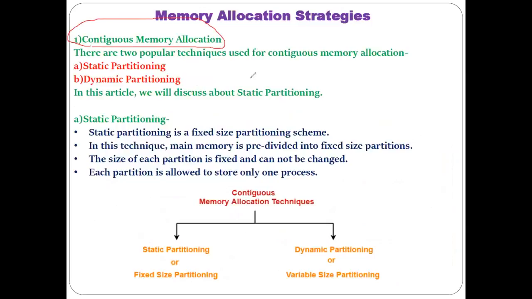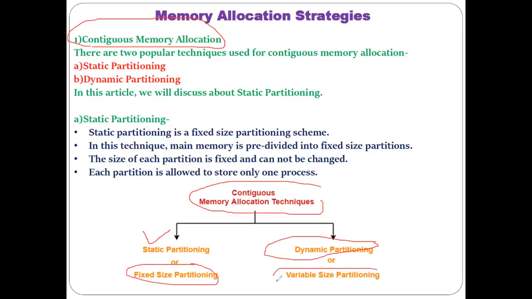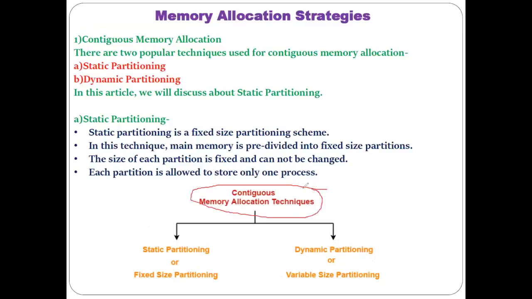Then, as we are discussing contiguous memory allocation, as I told you, the technique is divided into two important categories: first is static partitioning, also called fixed size partitioning, or dynamic partitioning, also called variable size partitioning. Today we are going to discuss only contiguous memory allocation. We have already discussed the concept of contiguous memory allocation, and today we are going to discuss static partitioning or fixed size partitioning. Static partitioning means that once you define the size of a partition, you cannot change it. That is the reason this is referred to as static partitioning or fixed size partitioning.